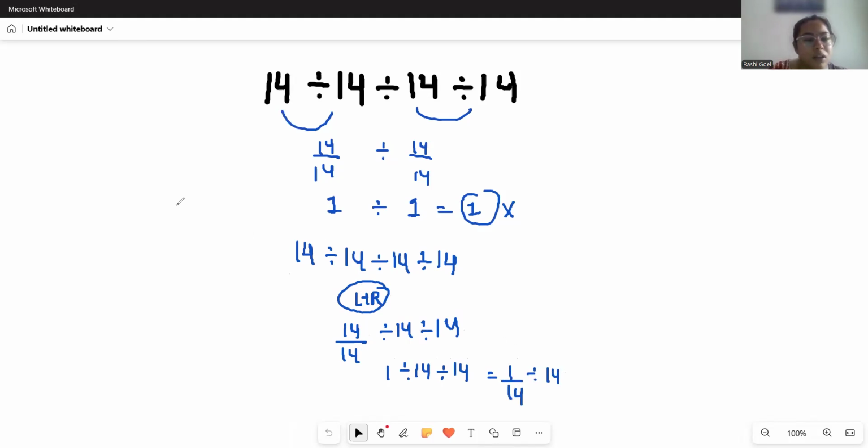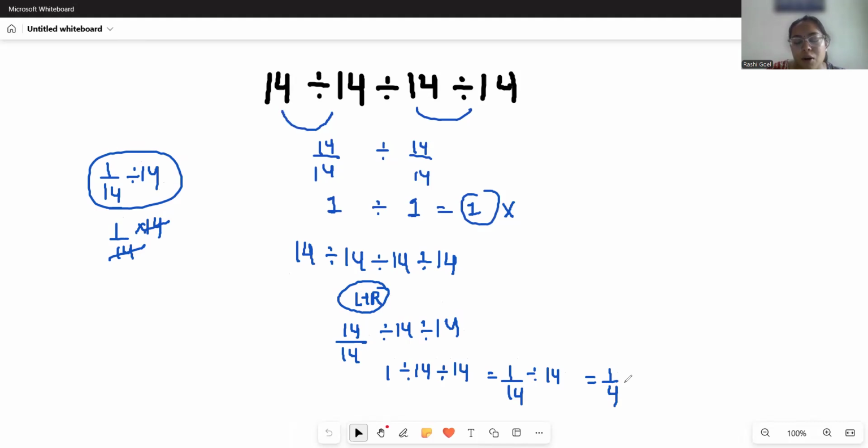So there are two different things: 1 by 14 divided by 14, or 1 by 14 multiplied by 14. In the second case, you can cancel out, but in this case, you have to change the symbol of division to multiplication and take the reciprocal. So it becomes 1 over 196.